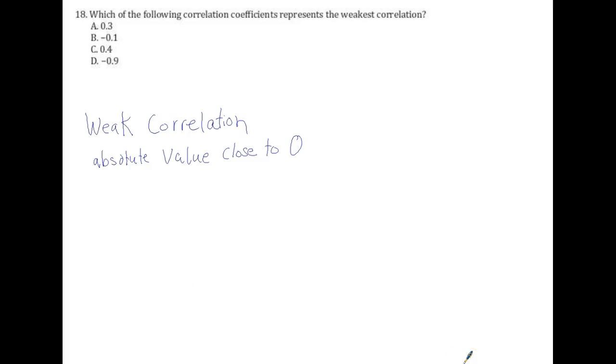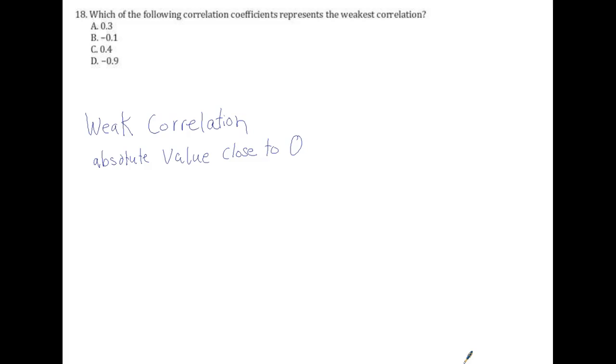Okay, so let's talk about correlation coefficients. All you need to know about correlation coefficients is the closer you are to 0, whether it's negative or positive, the closer you are to 0, the weaker the correlation is. So, look at these choices. Which of these choices are closer to 0?